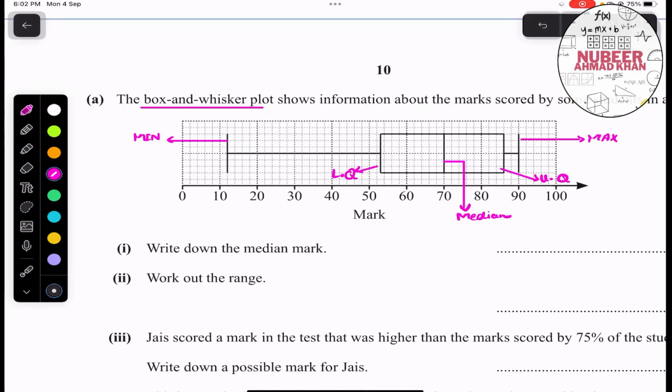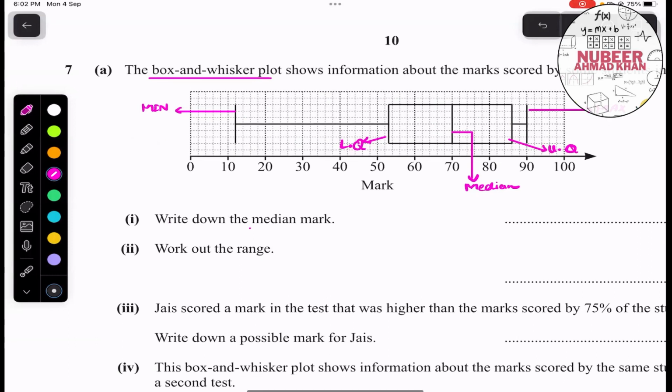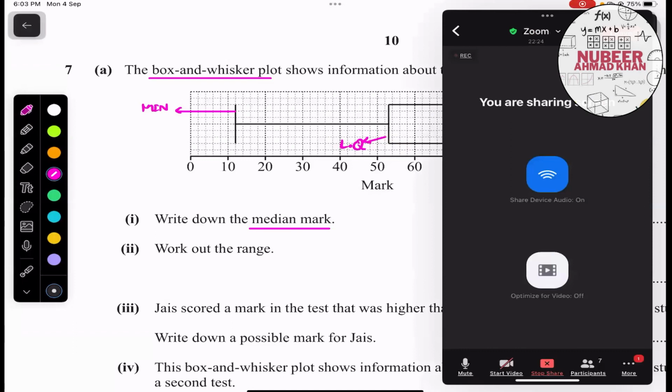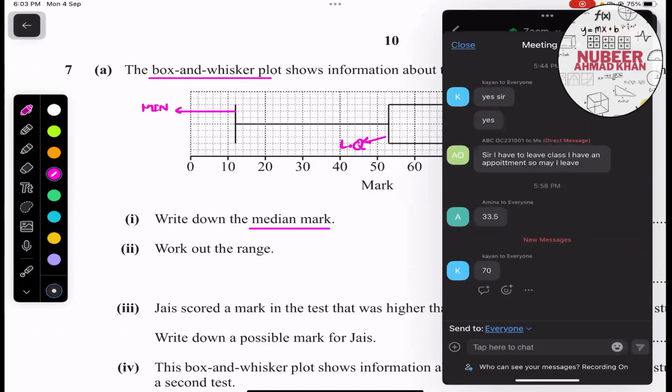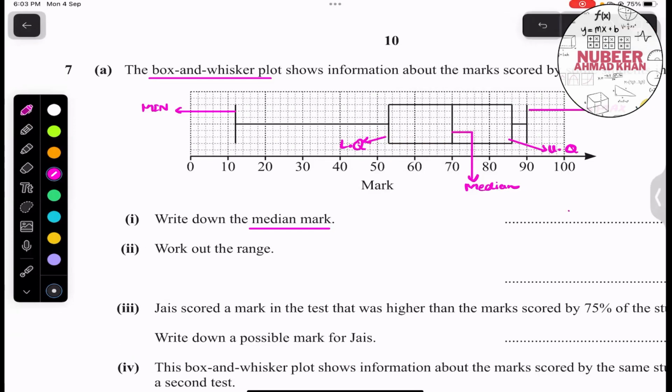ठीक है. अब in this case it says write down the median mark. So can you tell me by looking at the diagram what is the value for the median? हाँ, it's not difficult. मैंने ऊपर लिख के बताया हुआ है कि which line is representing the median. Yes, बिल्कुल ठीक है. The median is basically 70 because the middle line is representing the median.